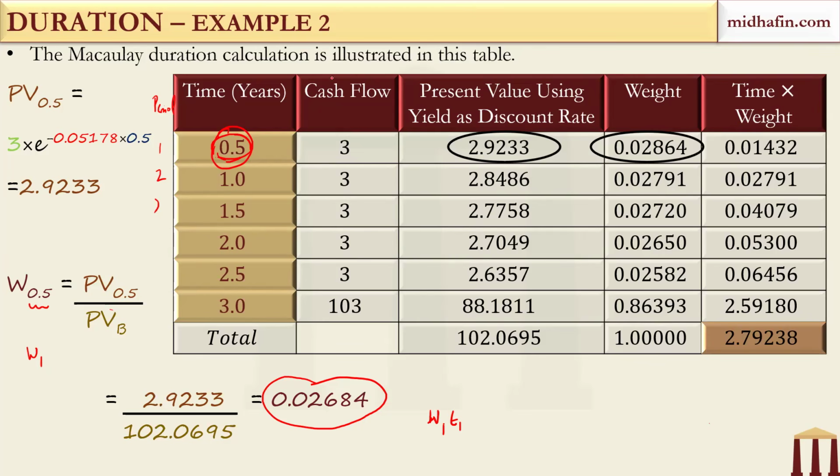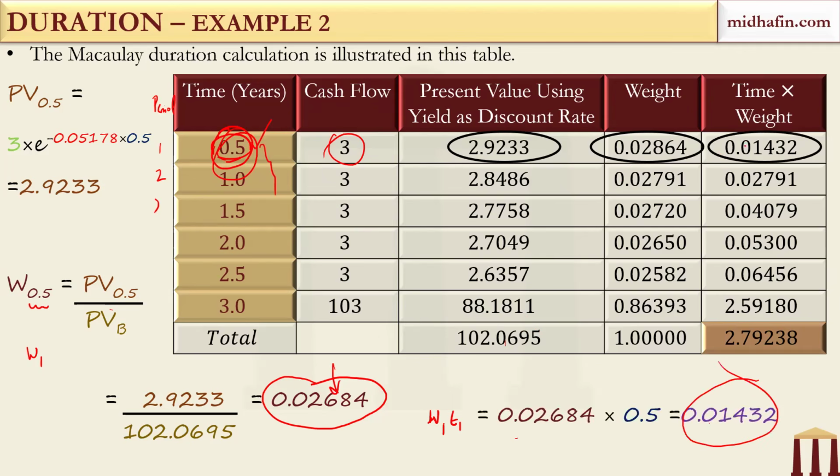So you find out the weights corresponding to the times. You know, these mistakes you will always make. Many people say this is the weight of the first cash flow. No, this is not the weight of this 3. No, not at all. This is the weight of this 0.5. Okay, because 2.684% of your cash flows are being received at t equal to 0.5 years. So yeah, then you do W1 T1, the time times weight, you get 0.1432, this one.